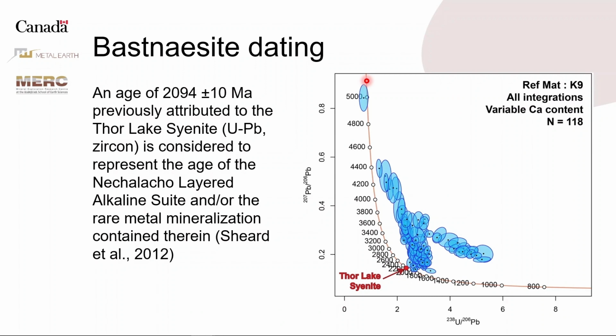This is all the ellipses that we got for the Bastnaesite dating in Thor Lake. You can see that this is obviously not one single population. We have all the ellipses with variable calcium content, because even if we try to target only low calcium areas, there are always some surprises when you ablate. But this is really interesting in the end. We have a lot of trends. We can see already one like this, and there seems to be something close to the Thor Lake syenite age, the main intrusive linked to these Bastnaesites.